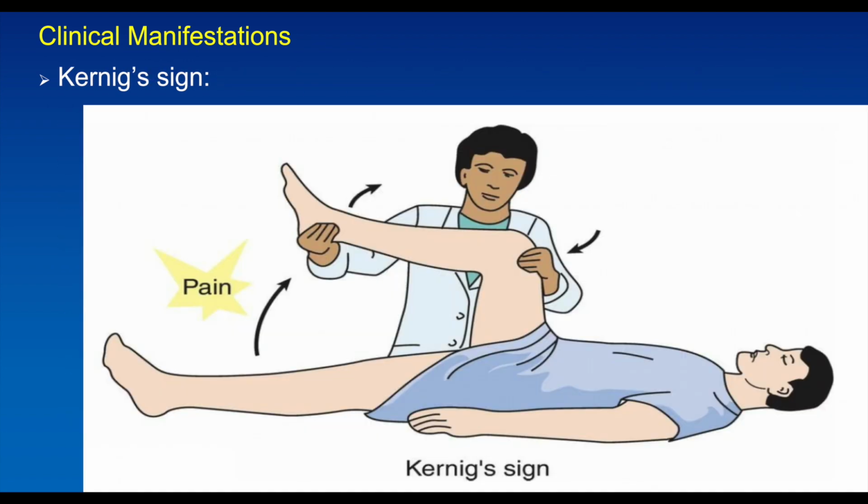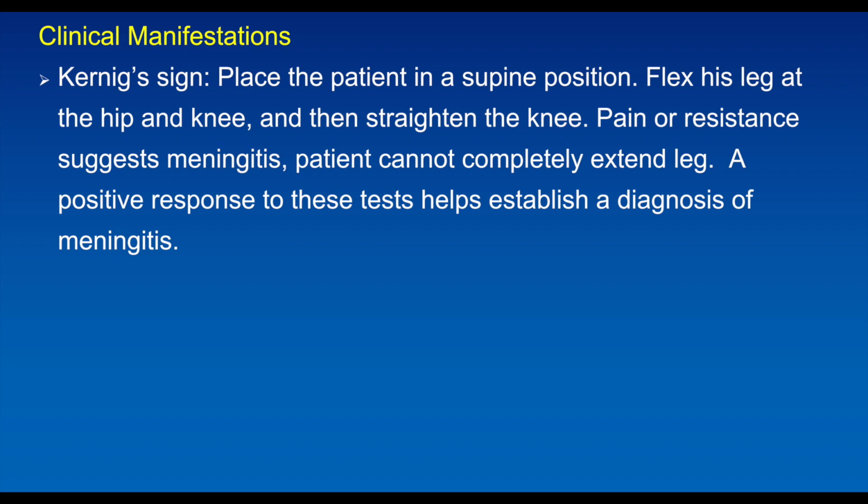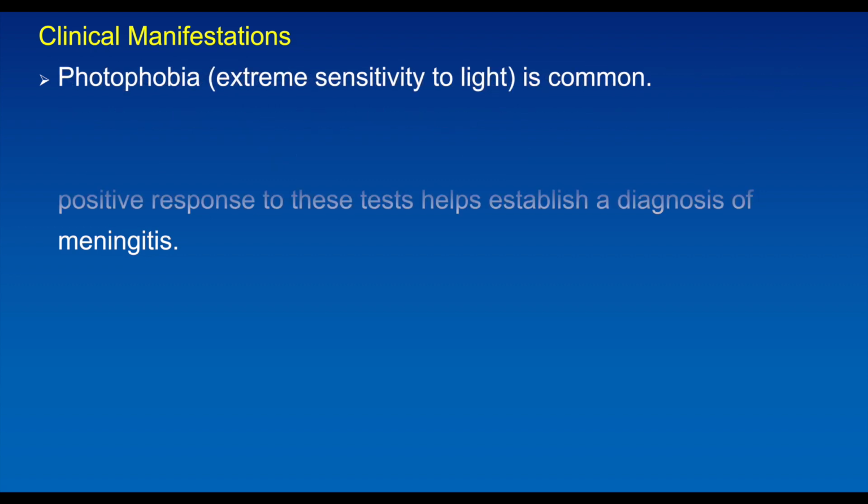Kernig's sign: place the patient in a supine position, flex his leg at the hip and knee, and then straighten the knee. Pain or resistance suggests meningitis. The patient cannot completely extend the leg. A positive response to these tests helps establish a diagnosis of meningitis.